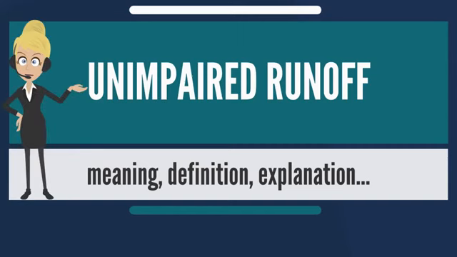Unimpaired runoff, also known as full natural flow, is a hydrology term that is used to describe the natural runoff of a watershed or water body that would have occurred prior to anthropogenic or human influences on the watershed.